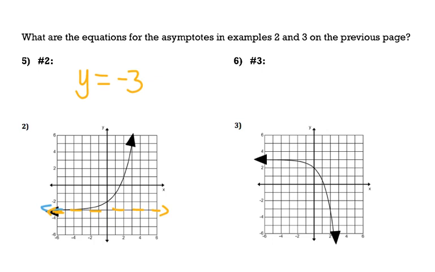And notice how this relates to the range. The range was negative 3 to infinity. And the restriction to our range at negative 3 is because of this asymptote. So the asymptote is y equals negative 3.